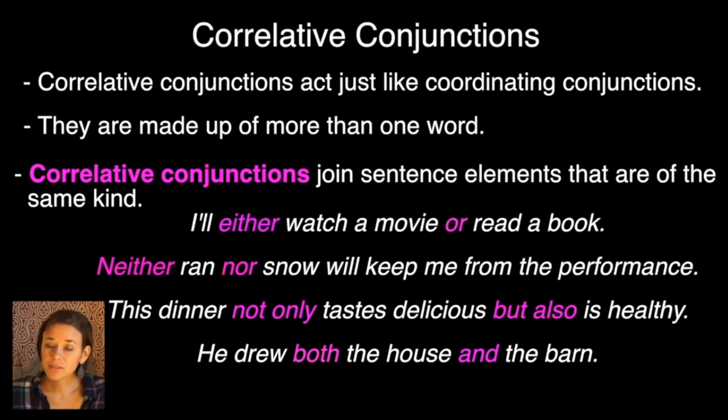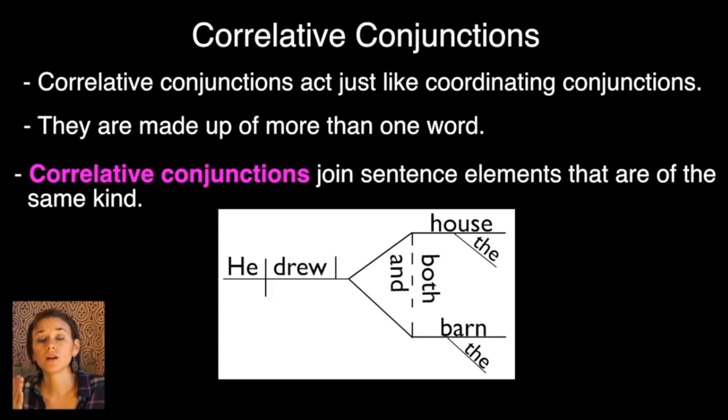When you diagram correlative conjunctions, you do it in the exact same way that you diagram coordinating conjunctions. And you just put the words in the correlative conjunction, both words, on the dotted line. You can also put one word on one side of the dotted line and the other word on the other side. That's how I like to do it.